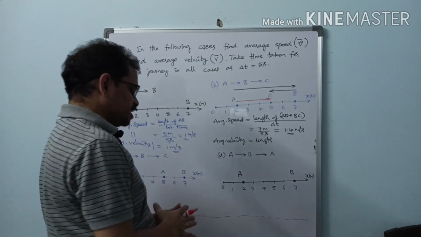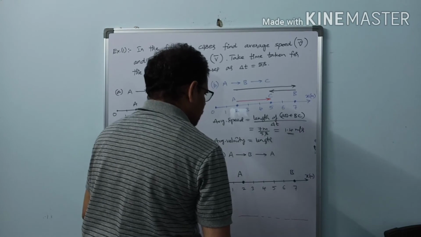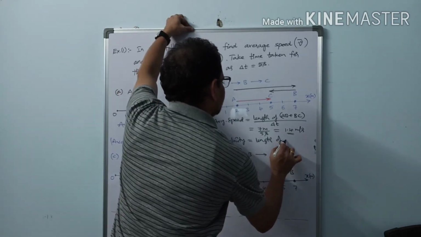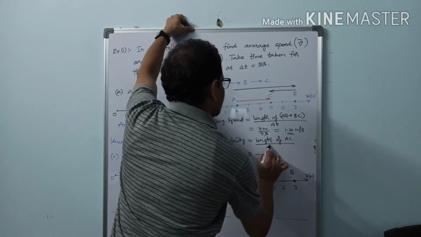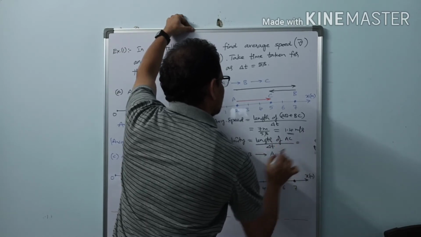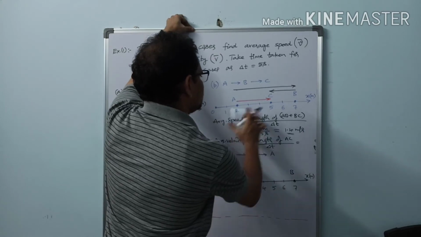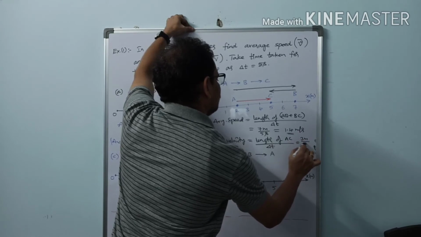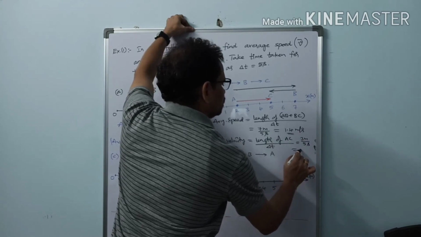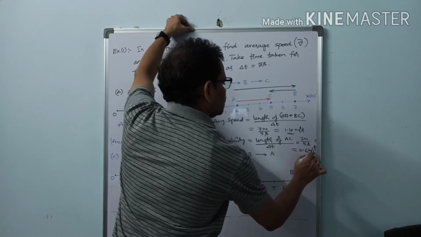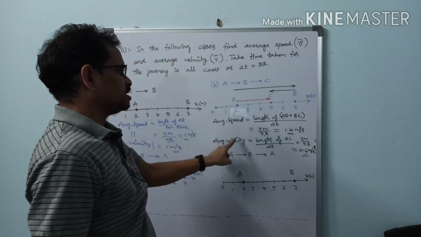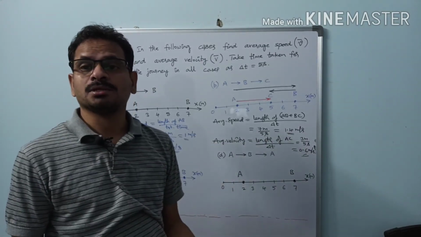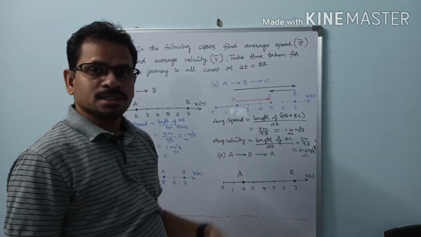So what is average velocity here? In this case, average velocity equals length of AC by delta T. What is length of AC? 5 minus 2, 3 meters by 5 seconds. So this is equal to 0.6 meters per second. See here, what is average speed? 1.4 meter per second. What is average velocity? 0.6 meter per second. Both are same or not? Not same.